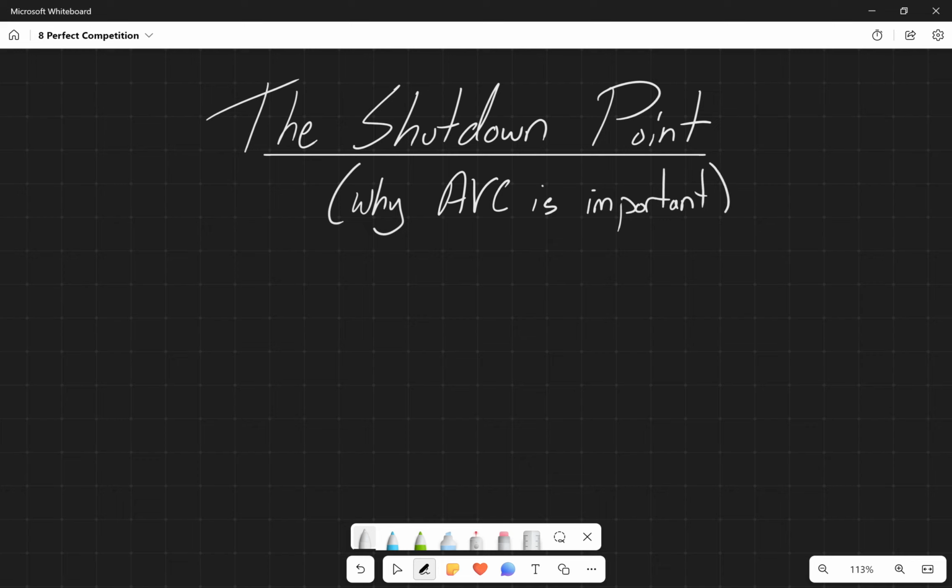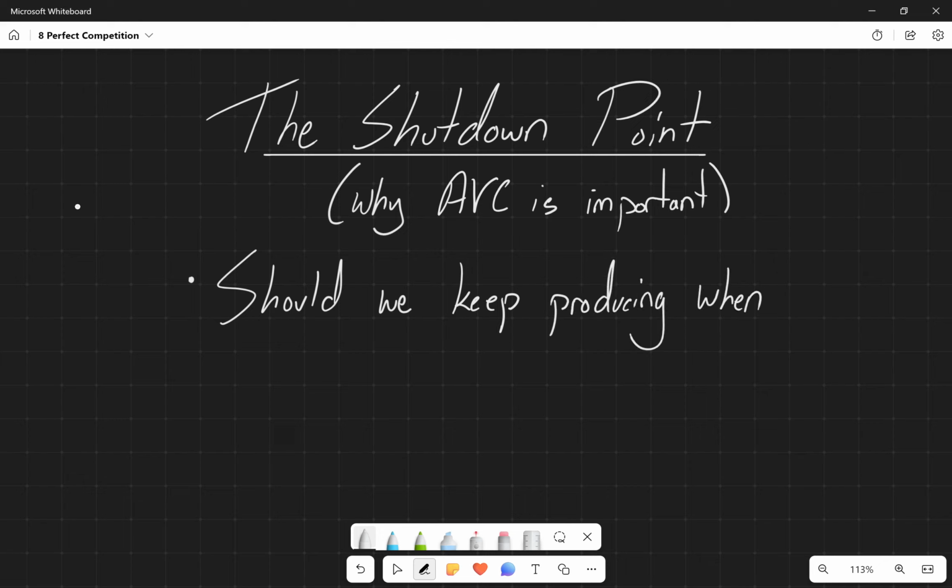And so the shutdown point answers the question, should we keep producing when making a loss? This question seems like it should be an easy one to answer, right? If you're making a loss, stop producing. It's not that easy though. Why isn't it that easy?